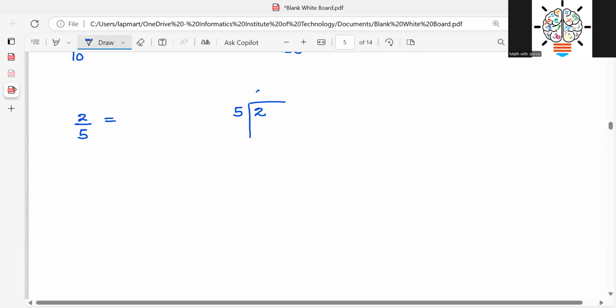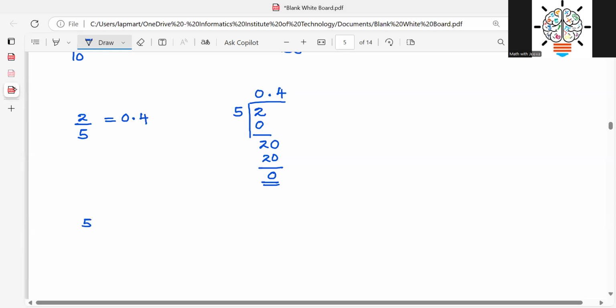So how many 5s are there? 0. You put the 0. Then you take an imaginary 0, put the 0, the decimal here. 5 times 4, 20, and you have the answer here. Then you write the answer like this.